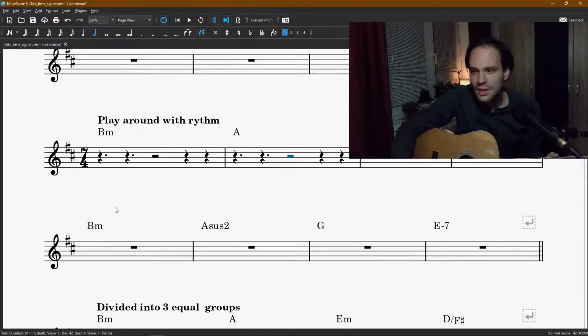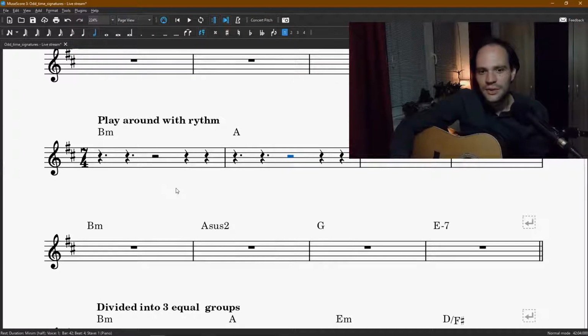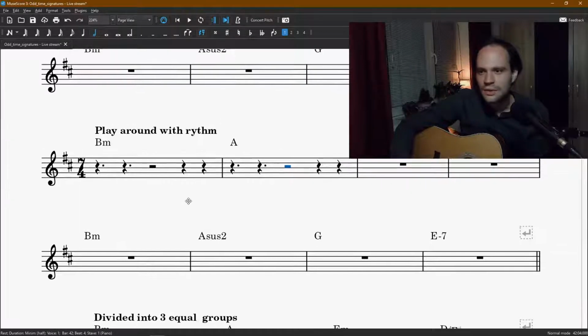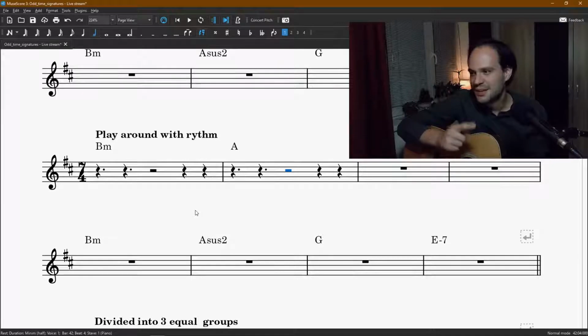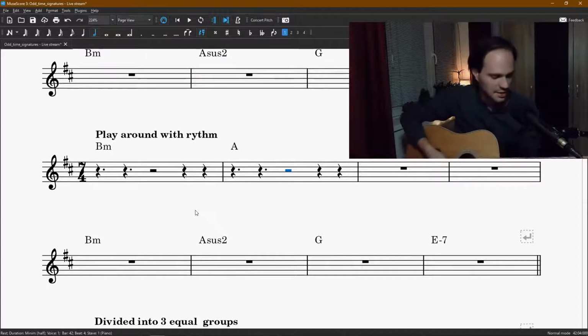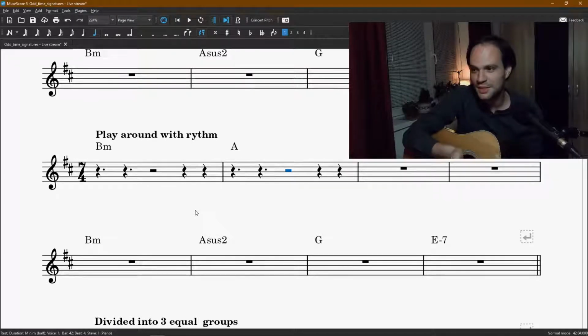For me, when I was writing this example, this rhythm, it already inspired me, just the feel of it. You can experiment the same with 5/4 in this kind of way, with dotted quarter notes and stuff. So let me play it one more time.